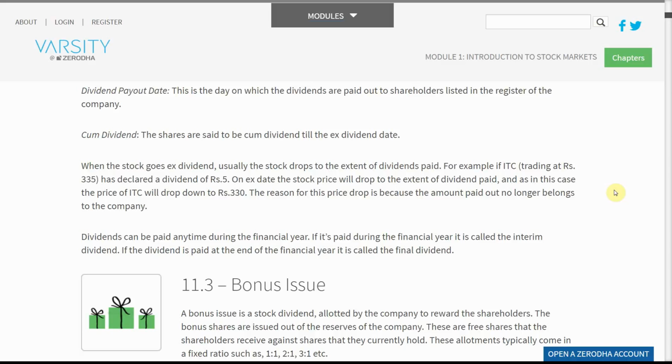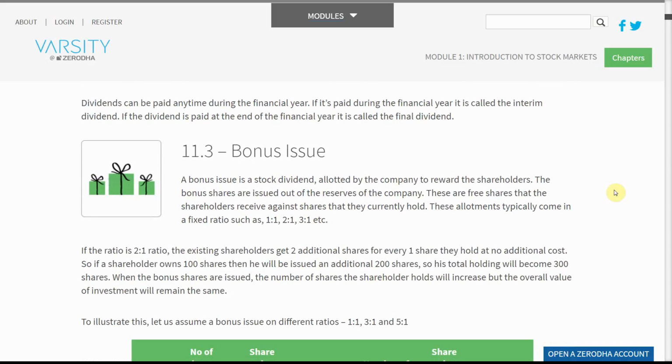Dividends can be paid anytime during the financial year. If it's paid during the financial year, it is called the interim dividend. If the dividend is paid at the end of the financial year, it is called the final dividend.